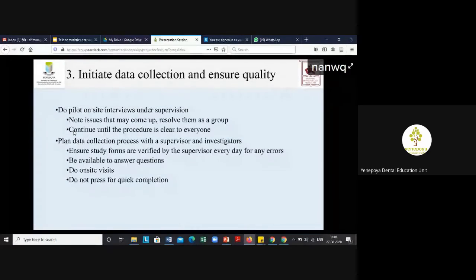If he's making any mistake, I would not tell him at that point in time. I will allow him to complete the entire collection of the data, and then I will discuss with him where he has gone wrong and how he has to do it. And plan the data collection process with the supervisor as well as the investigators. If you have a doubt, you can always go back and ask questions, so that the data collected is precise and has quality.